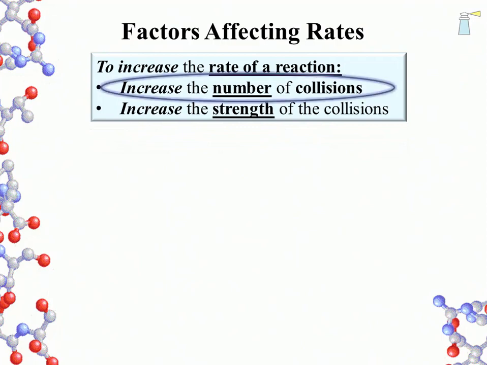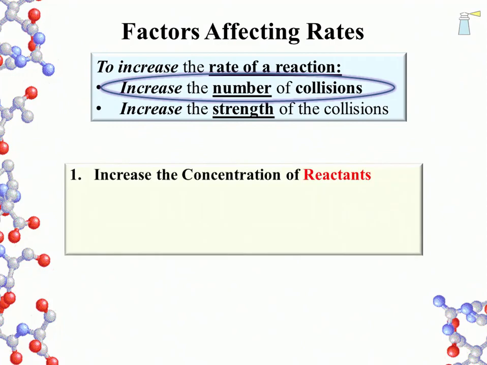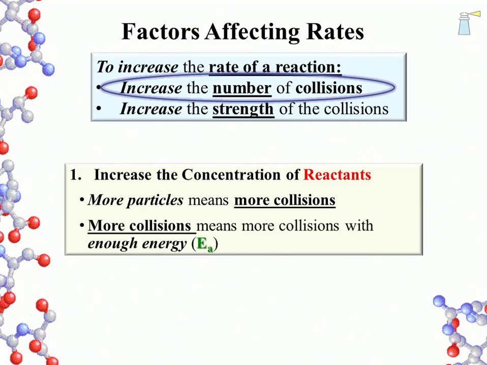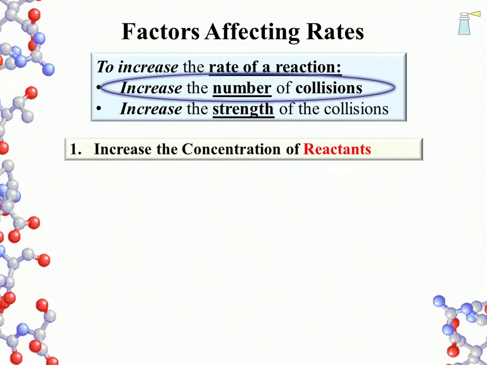The first option, increase the number of collisions. That can be done by increasing the concentration of reactants. If there are more particles, there are more collisions. If there are more collisions, then there are more collisions with enough energy to overcome the activation energy barrier. This is strictly based on statistics. An analogy would be that a high school with a larger population is more likely to send more students to the state track meet. Not that larger schools have faster students, it is that with more students, there will be more fast students. Factor 1 is in place.